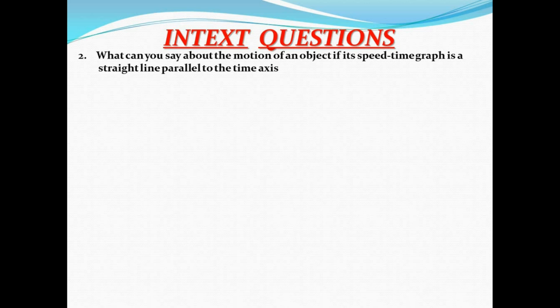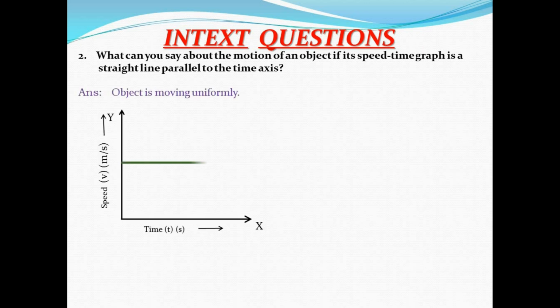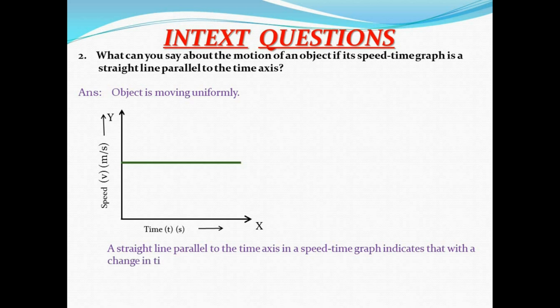Second, what can you say about the motion of an object if its speed time graph is a straight line parallel to the time axis? It has also been discussed in the previous session that when the object is moving uniformly, its speed time graph shows a straight line parallel to the time axis.